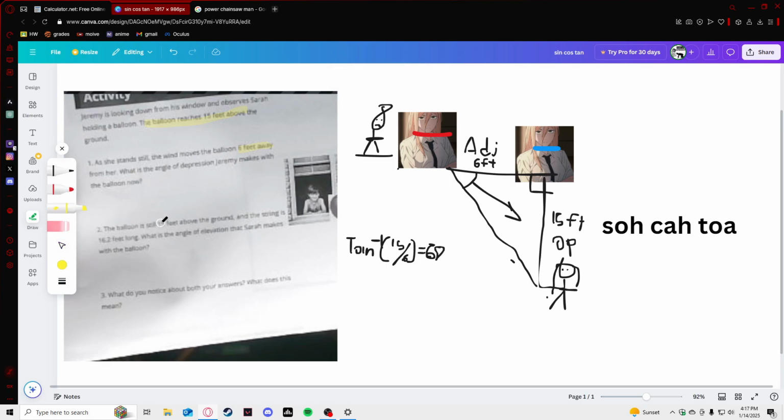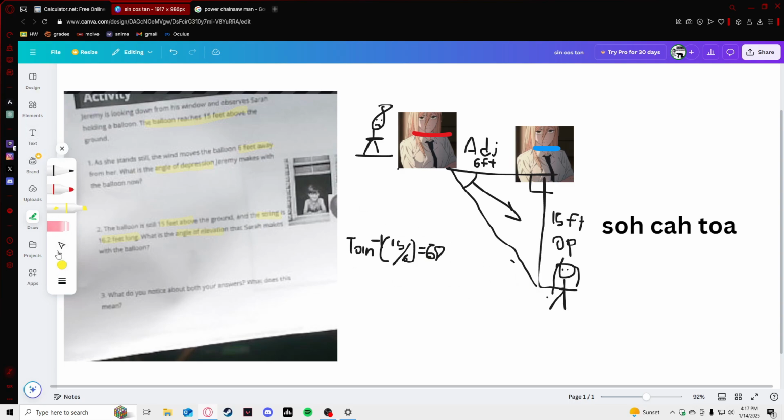The balloon is still 15 feet, so our first number being 15 feet. And let me read off the paper. And the string is 16 feet long. So the string is 16 feet long. What is the angle of elevation? I should also highlight the angle of depression that Sarah makes with the balloon.